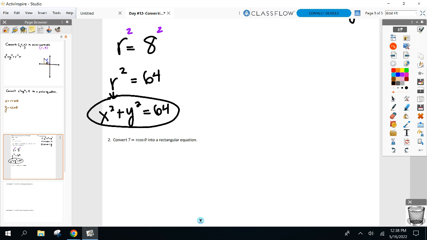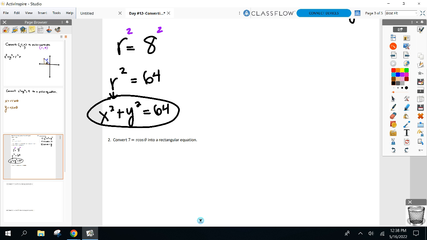Type in 7 equals r cosine, give me a parenthesis, then you type in the word theta, T-H-E-T-A. 7 equals r cosine, parenthesis, theta. And what do you guys end up with? A vertical line going through 7, right? Okay. So let's see if we can get that when we turn it into x's and y's.